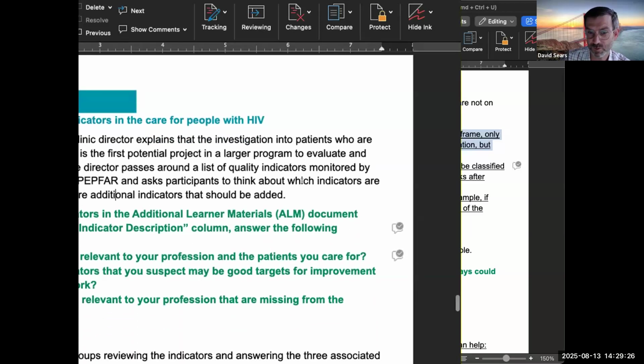And then activity 4 moves on to thinking about quality indicators in the care of people with HIV, and particularly in the clinical locations where learners may work. So we introduce the concept of the PEPFAR quality indicators, which were mandated reporting quality indicators for PEPFAR-funded clinics. There is an additional learner material, and I will open that and show that to all of you.